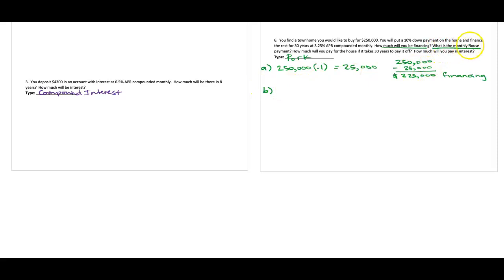Then the second part, what will the monthly house payment be? All right, so that's where we've got to use that PMT formula for that. So when we do that, the 225 is our start amount. That's what we're going to be putting in place of that P sub 0. 225,000, and then times the rate divided by the number of times compounded, right? And I said it's always going to be 12 unless it says otherwise.